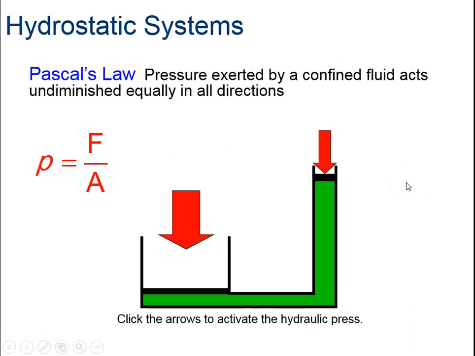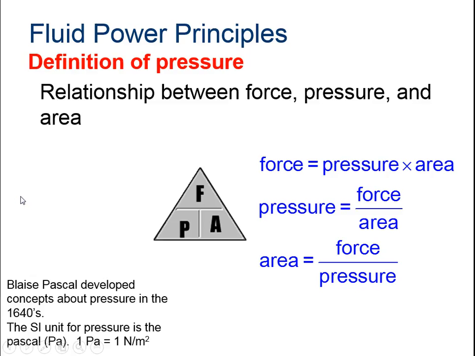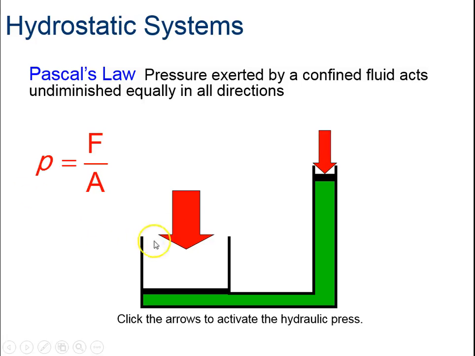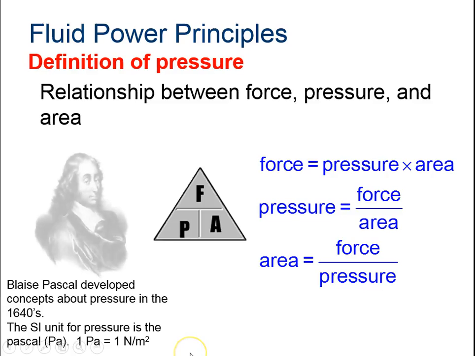Our first law is Pascal's law, which is pressure equals force times area. And anywhere inside a closed system, the pressure is always the same. So here, if I push on this one, this one goes up with the same pressure. If I push here, this one will go up with the same pressure.